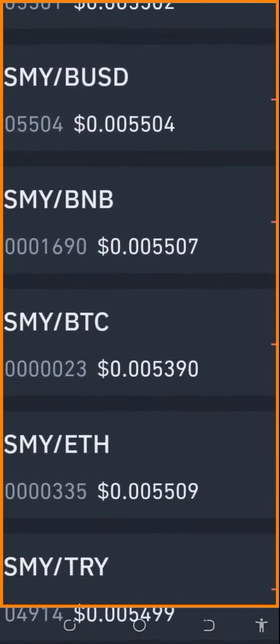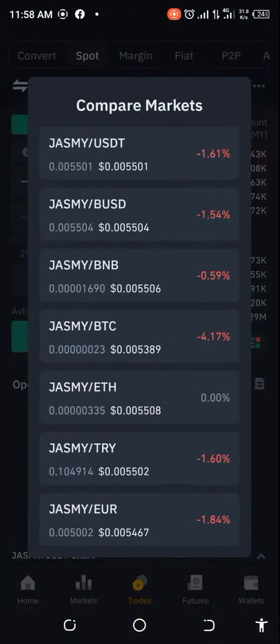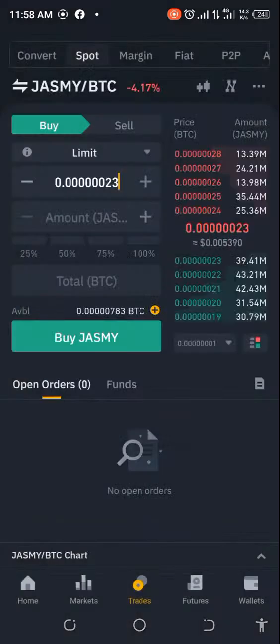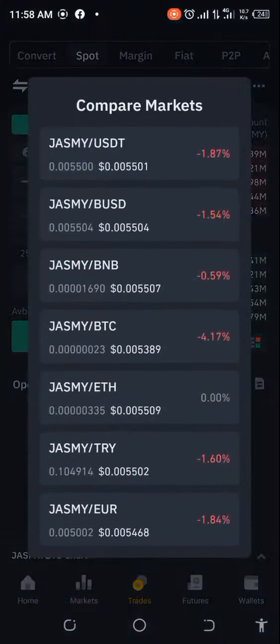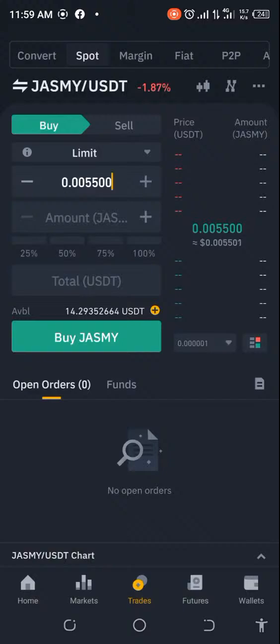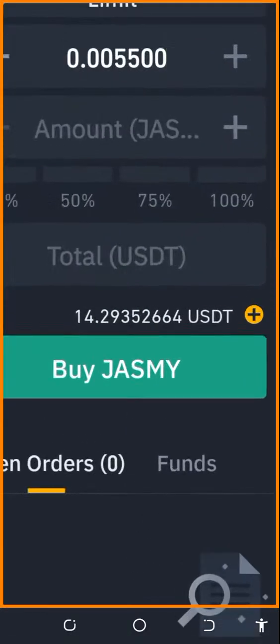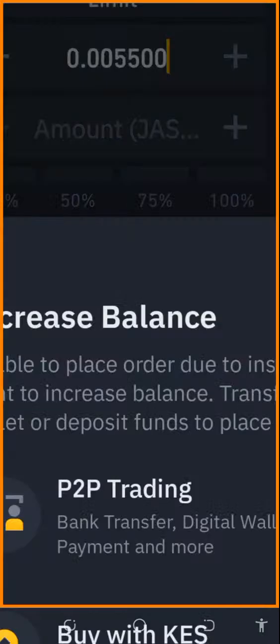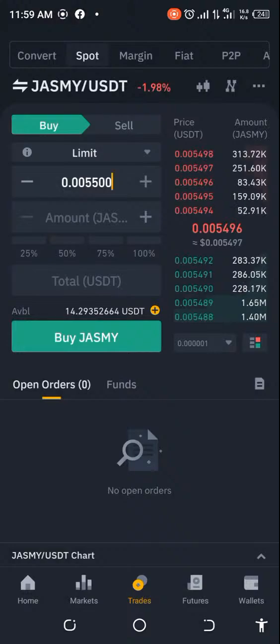And like I always say, you need to always simulate first. So the first thing I want to do is simulate. I'm going to work with Jasmine slash BTC first, simulating with the amount of money that we have here. Don't forget what we have currently. Let me go back to Jasmine USDT so that you will see what we have. What we have is 14.2935 USDT. So I'm just going to use that to simulate.